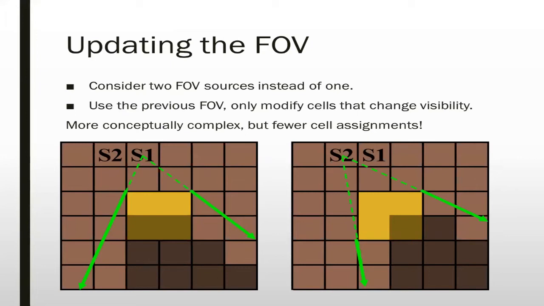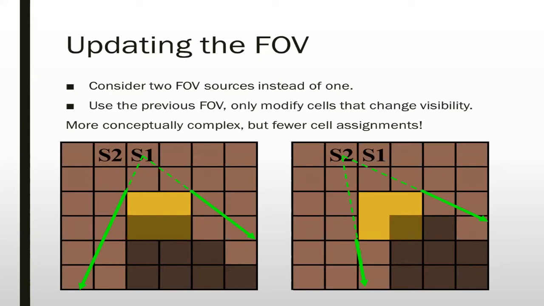There are additional conceptual complexities, however. We must now consider two field of vision sources instead of one. And rather than just assigning cells, we must only assign the ones that change. In this example image here, you can see two field of visions for positions S1 and S2, and the rays that would have been cast by rectangle field of vision.